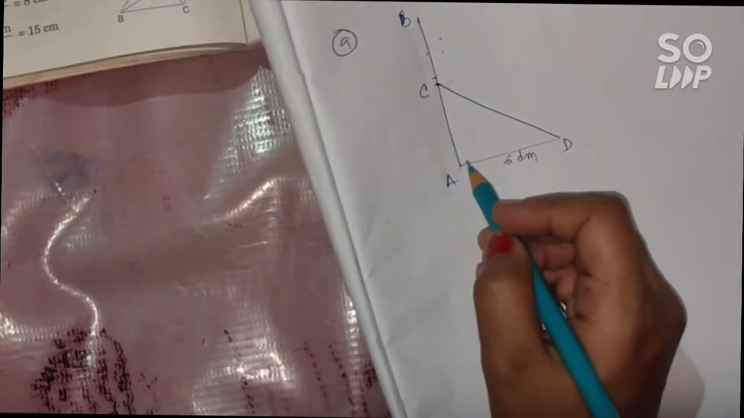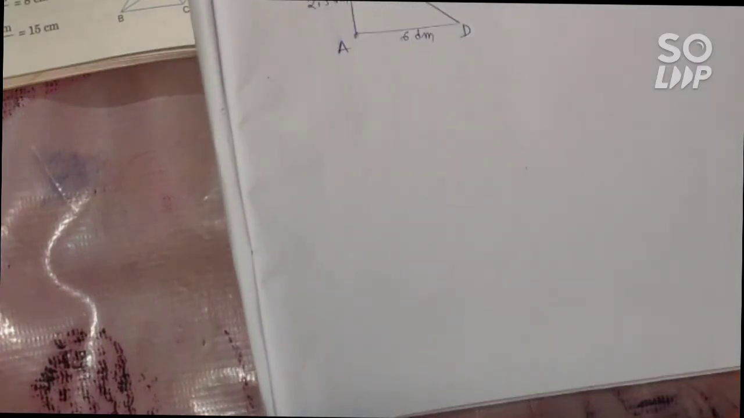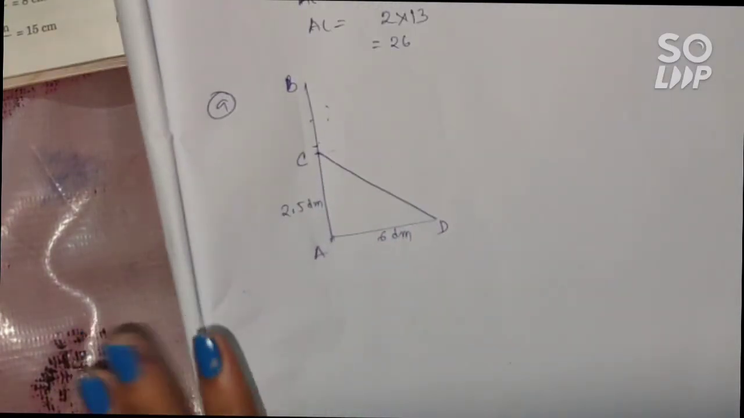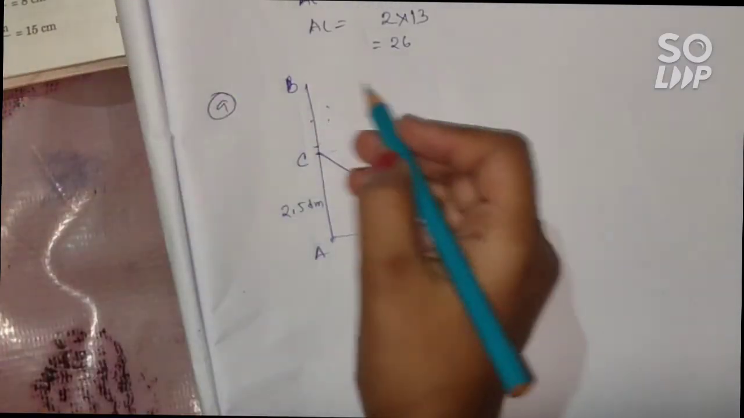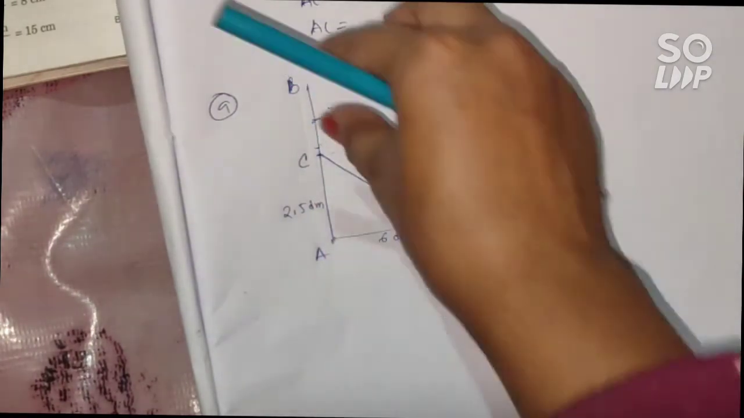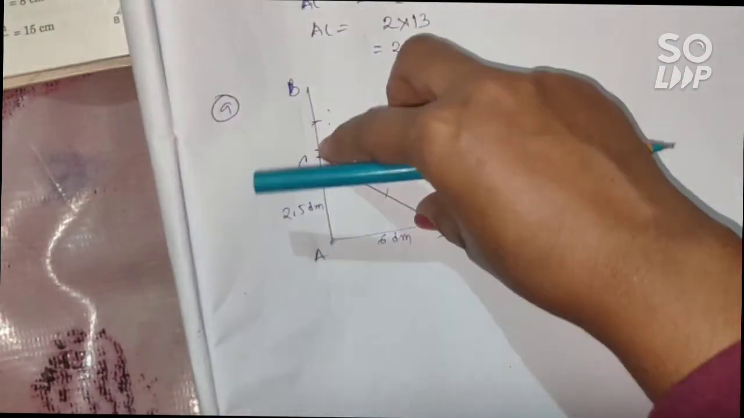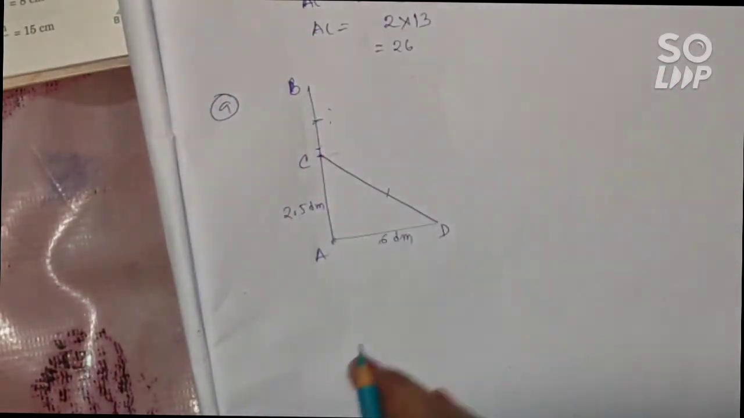So the point where it breaks, its distance from the ground, what is it? 2.5 decameter. Okay, so you have to find the total height of the tree. In this figure you know that BC equal to CD, because this length is broken and this touches the ground, that means BC equal to CD.